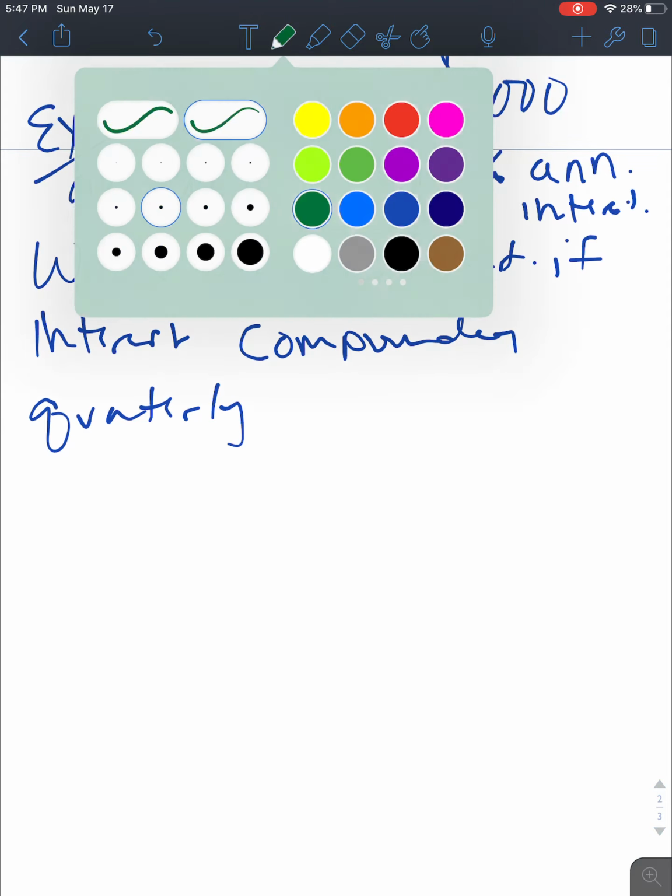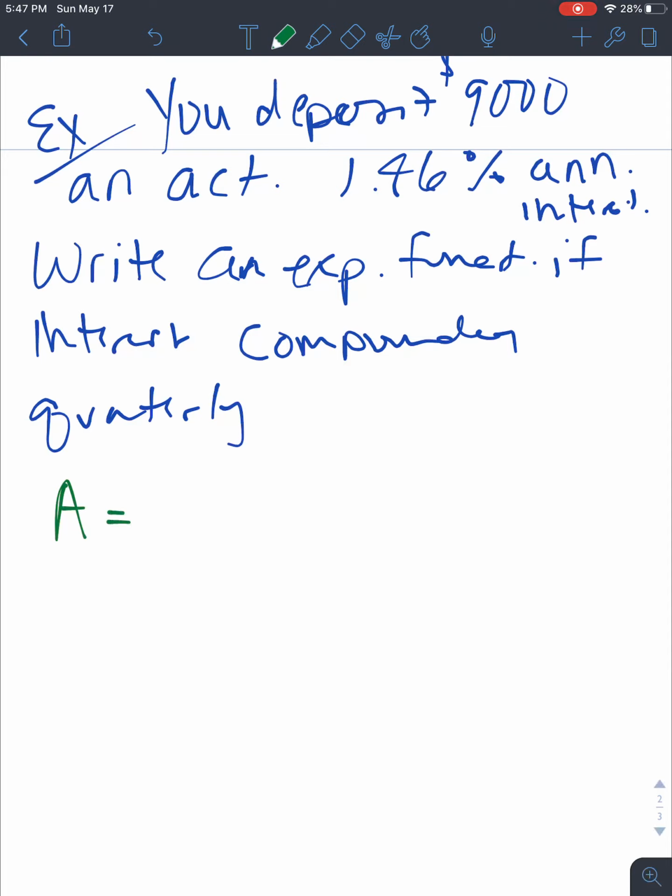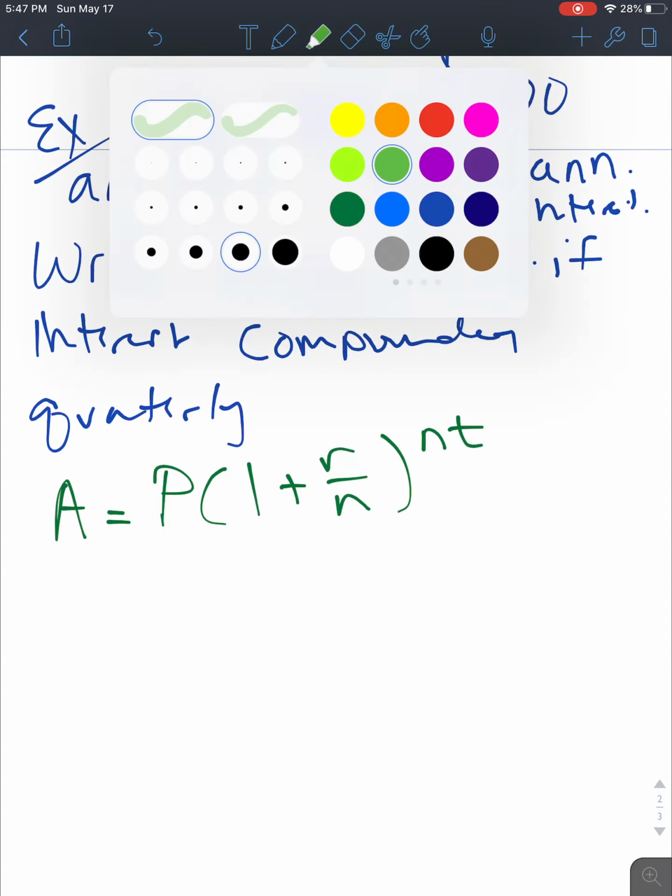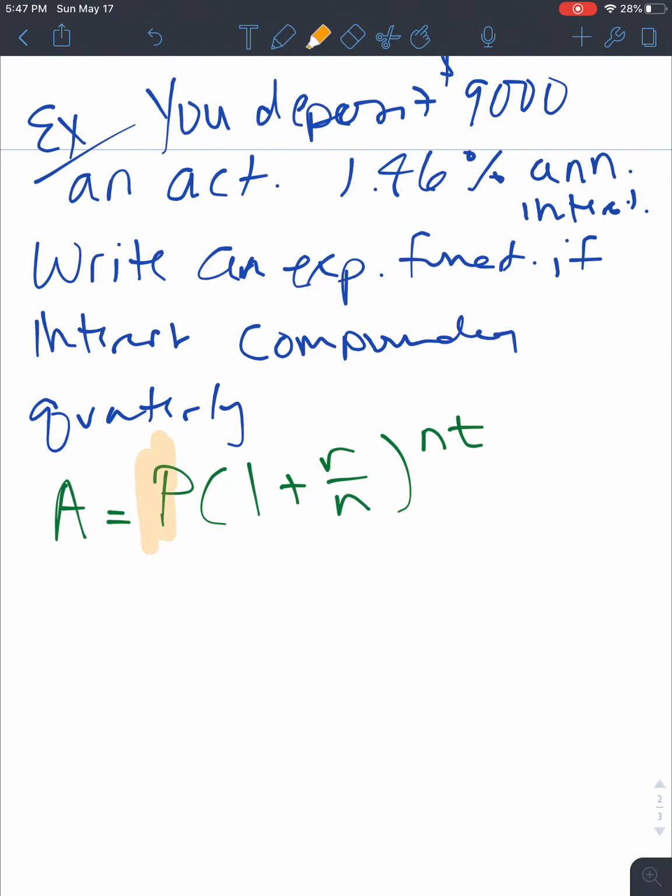So our first step is to go ahead and start with our formula. So I know I have A equals P times (1 plus R over N) to the NT. Now, part of why I do that is because there's lots of letters, and I want to really clearly identify what letters are what. All right, let's start with the principal, the initial amount. If we've deposited $9,000 into an account, the principal, or the initial amount that we deposit, is $9,000. So our P is $9,000.